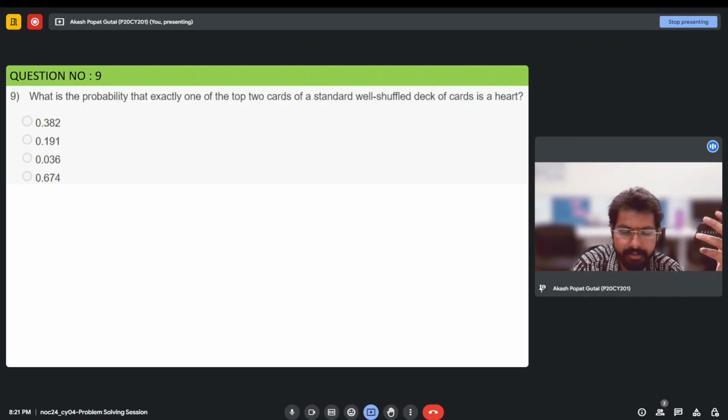You take any two cards from a well shuffled deck, I mean you need to choose two cards from that well shuffled deck. The problem is saying the same thing, but the condition is that exactly one of those two cards should be a heart.